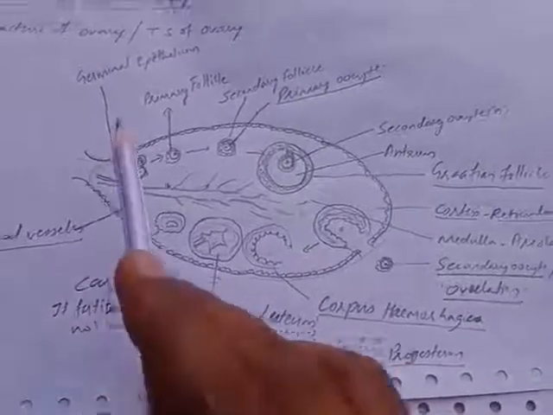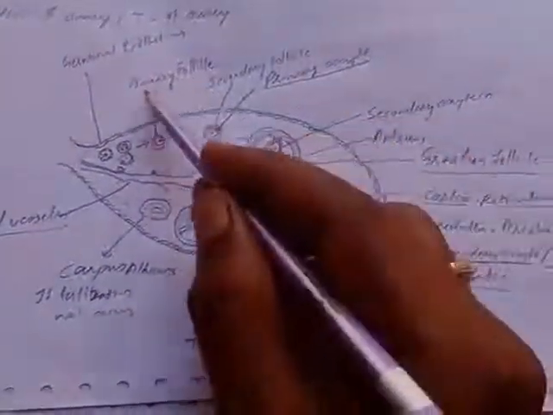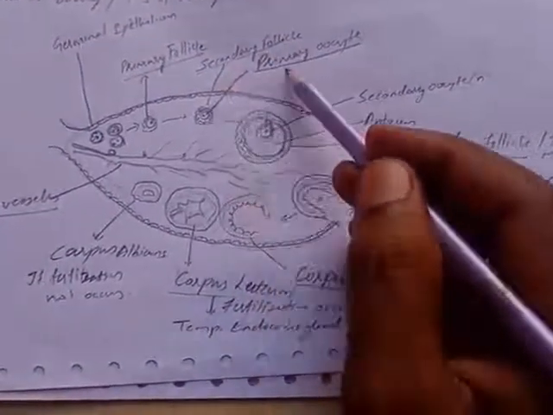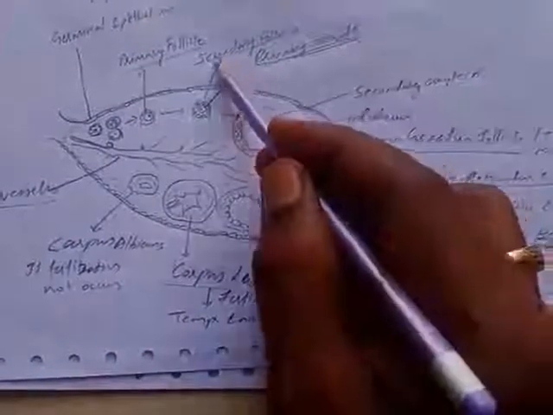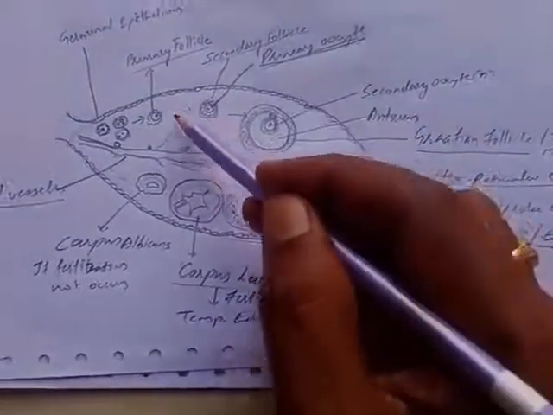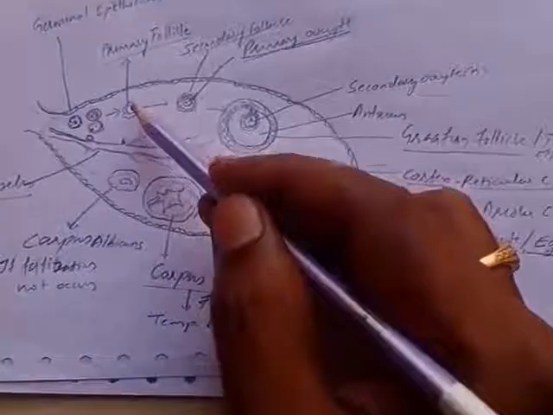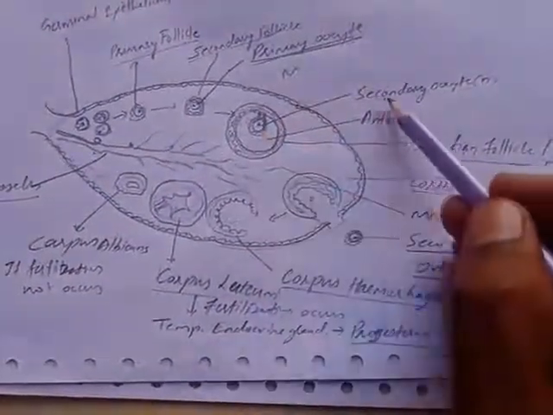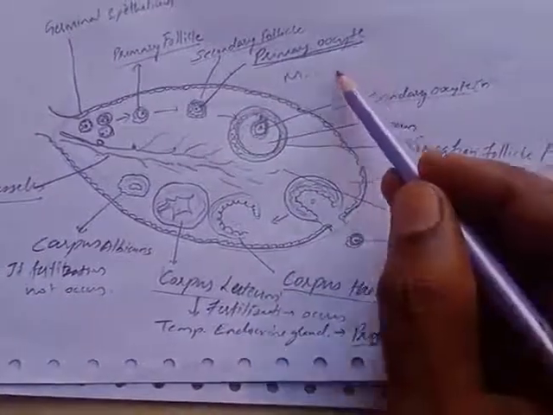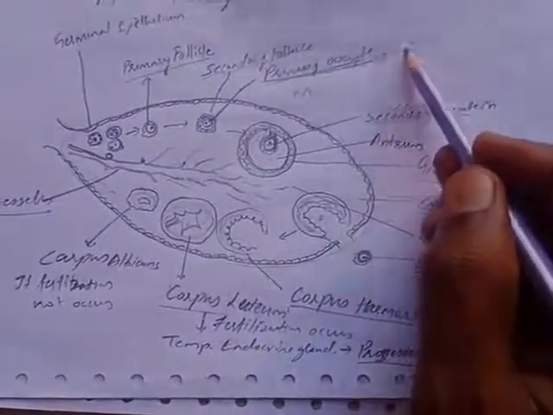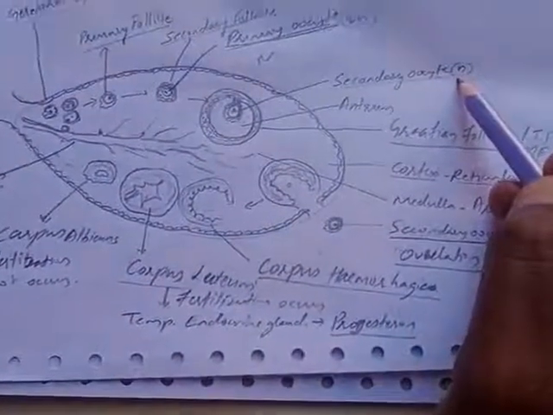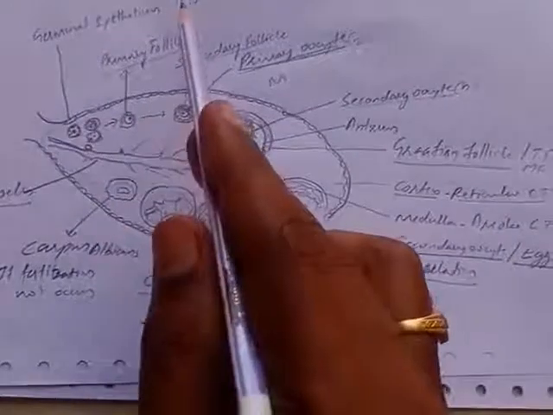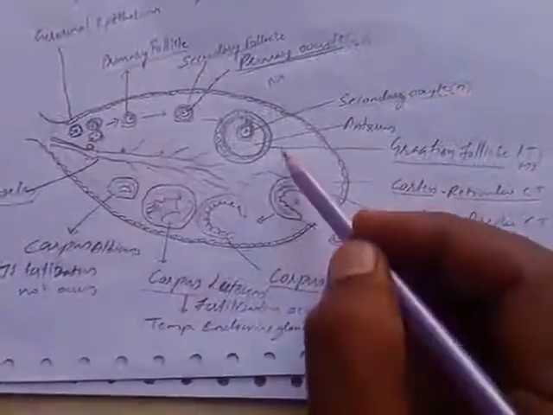See here, first the germinal epithelium, primary follicle, secondary follicle, and the secondary follicle has the primary oocyte here. It is also called primary oocyte only. After meiosis 1, what happens? A secondary oocyte takes place, due to reductional division. This one is diploid and this one becomes haploid later on. Here no need to explain everything. If they ask for TS of ovary, you can draw it like this only.